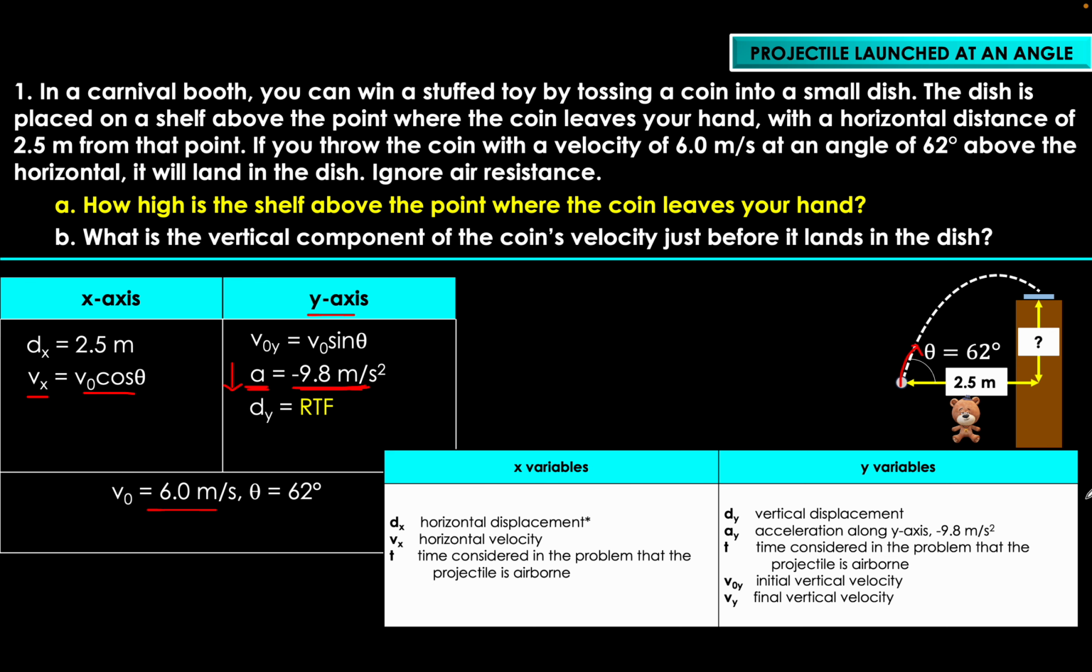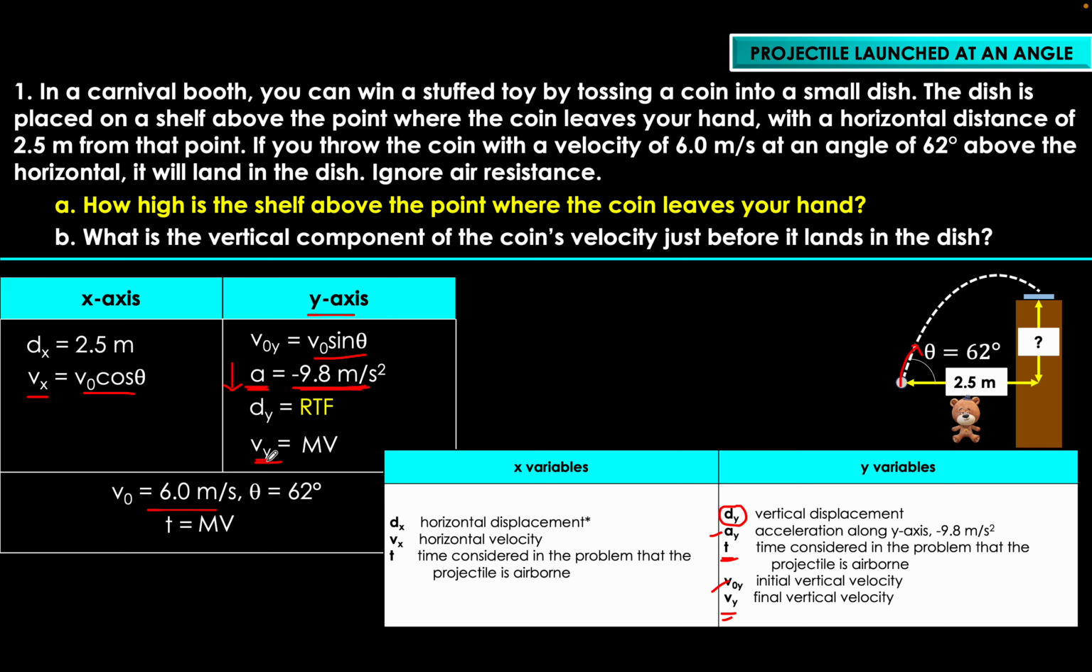Next, let's check the inventory of our given variables. So v naught y, we don't know the exact value yet, but at least we know we can get it using this, and we have these variables in place. Acceleration is known as always. D sub y is the required to find. So as you can see right now, time as well as final vertical velocity are the missing variables. So let's write it here.